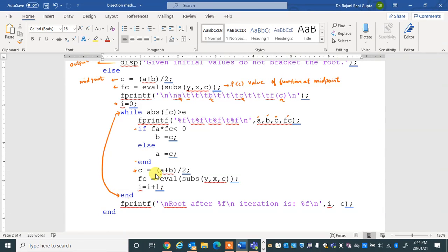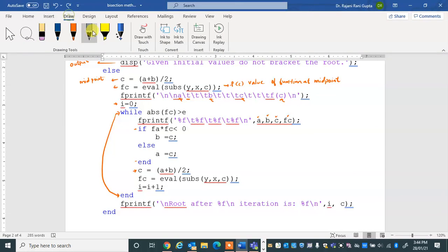This process keeps on continuing unless this condition is satisfied. Once this condition is satisfied, it means we get the root with the required order of accuracy. So it will be displayed. We are displaying i, the number of iterations it took, as well as the root. Okay. Now let's see this in MATLAB.